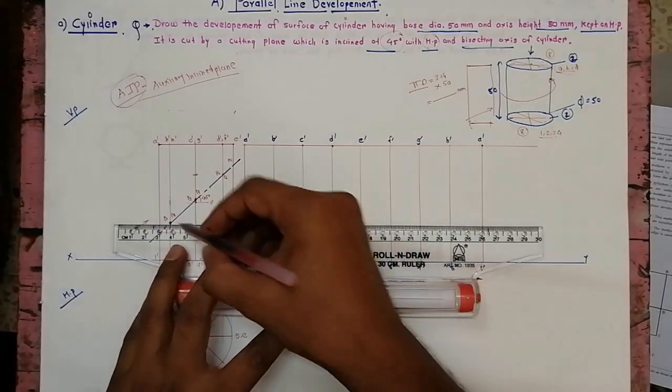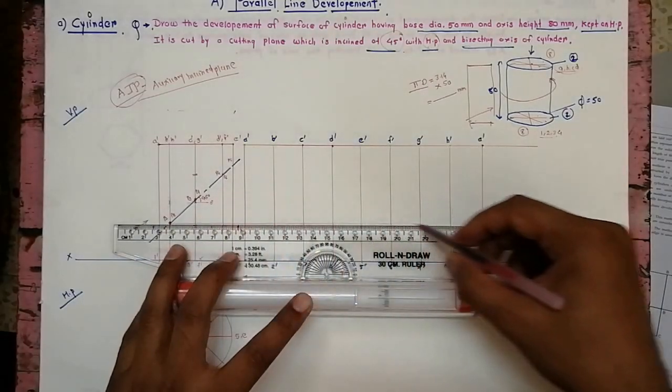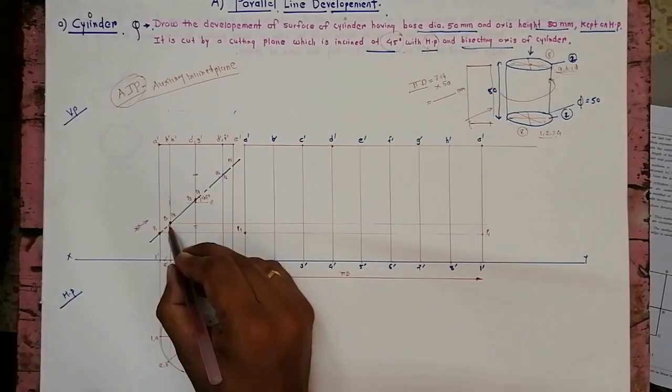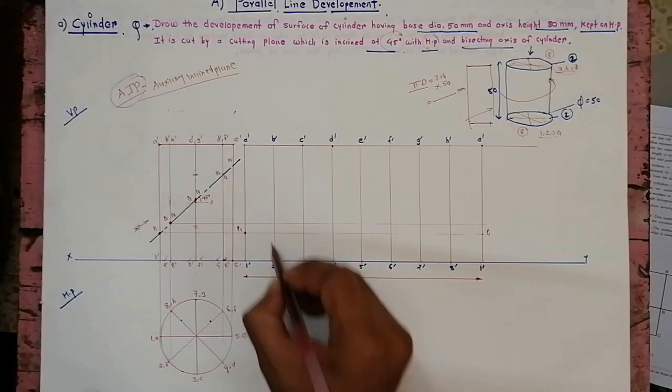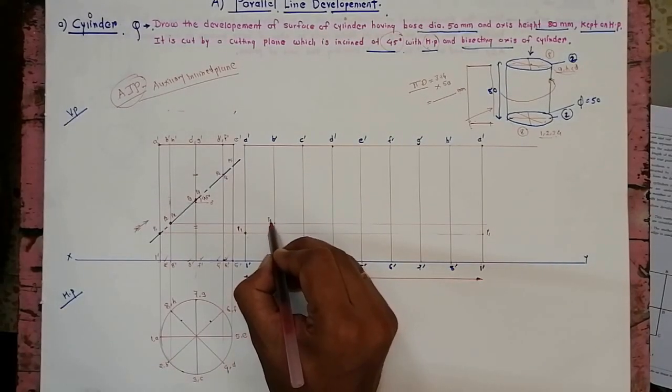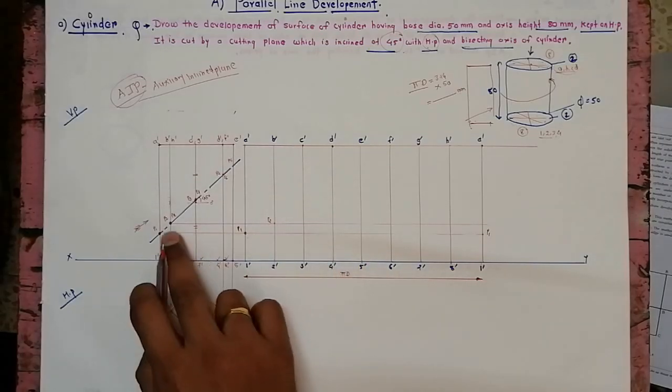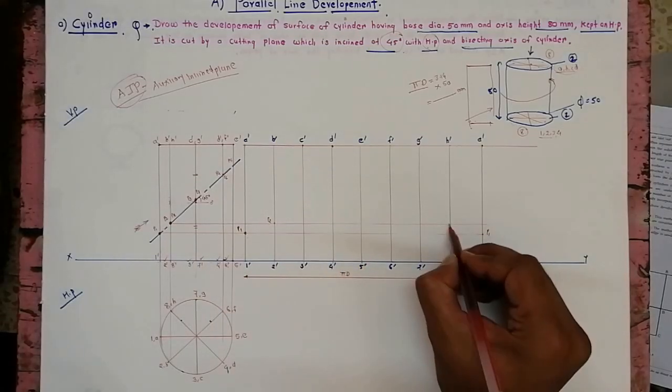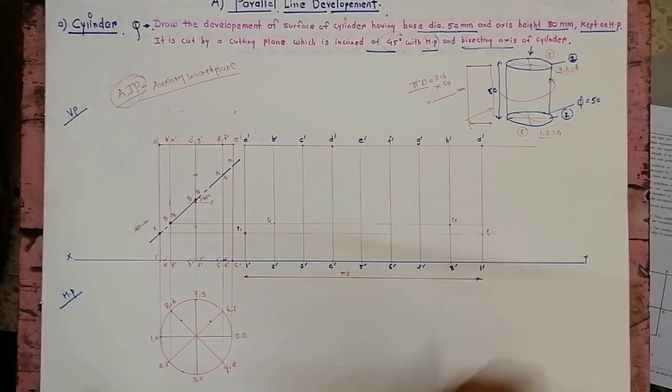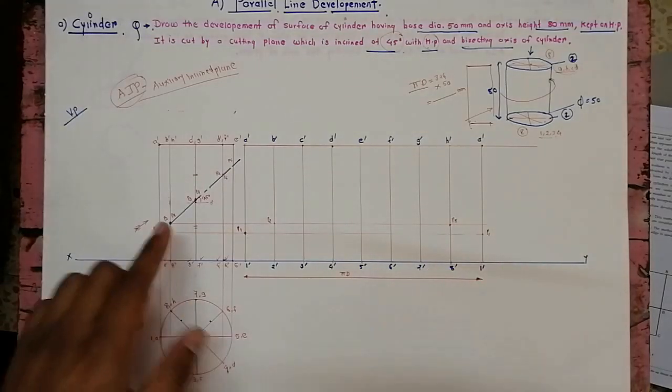Now P2 comes on 2 dash, so this is P2, and P8 is on 8 dash, so this is P8. Okay, so these are the horizontal lines from the intersections.